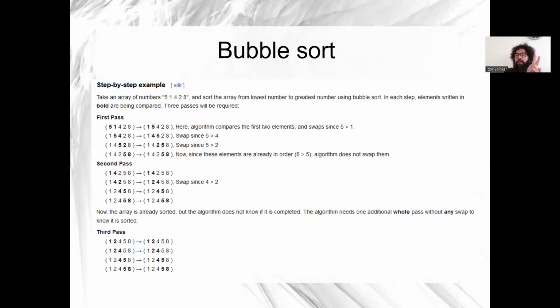Okay. So basically we started from index 0 and 1. We swapped if needed, and so on. And here's an observation. After this first pass, the maximal number will be at the very end.